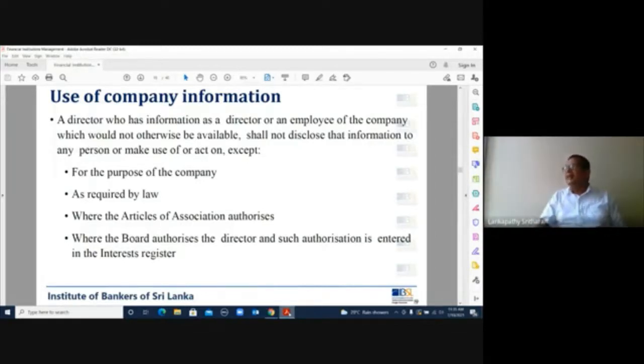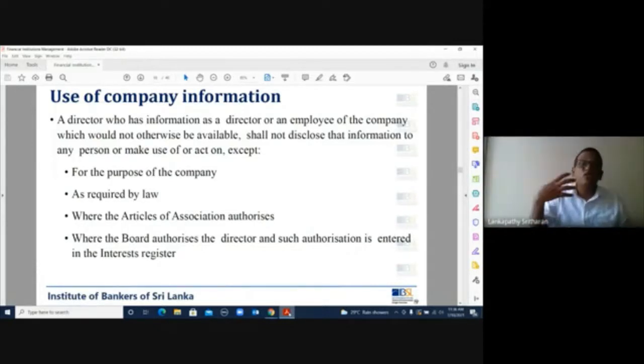For example, the company directors have decided they are going for a rights issue, or they are going for a bonus or share split. They have decided, and since he is a director, he got that information. But if that information is not available to the general public, then in those circumstances the particular director should not make use of that information for personal benefit.